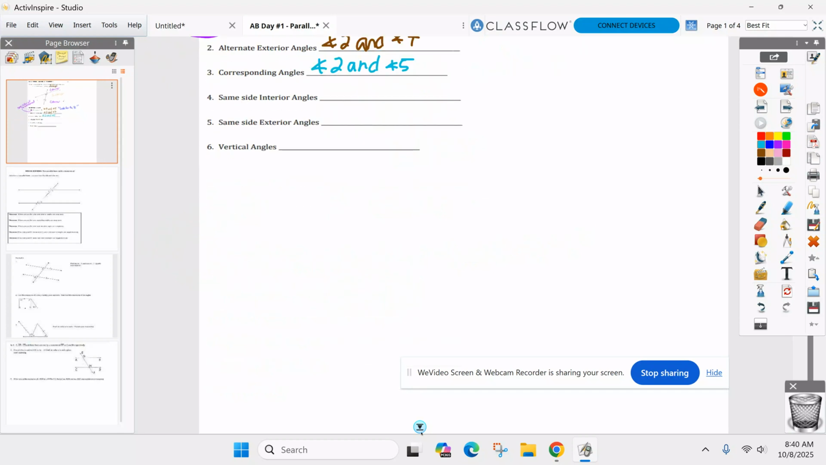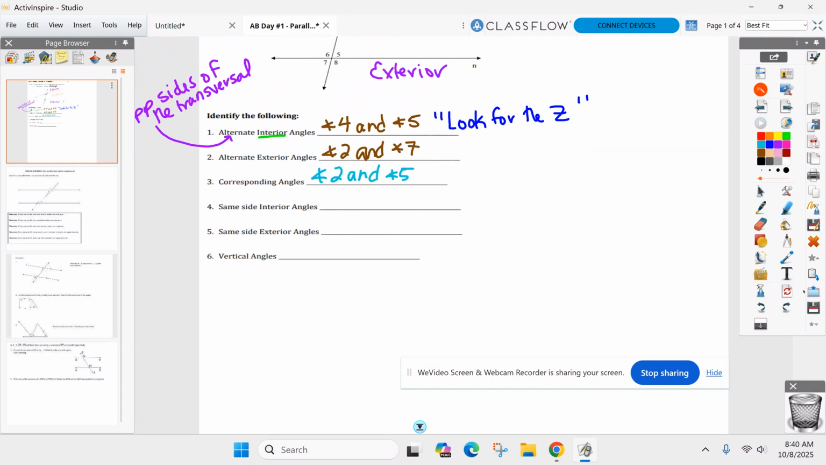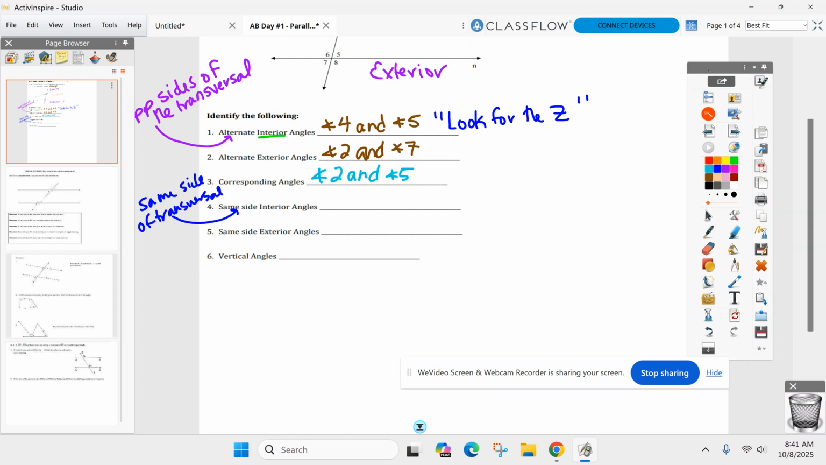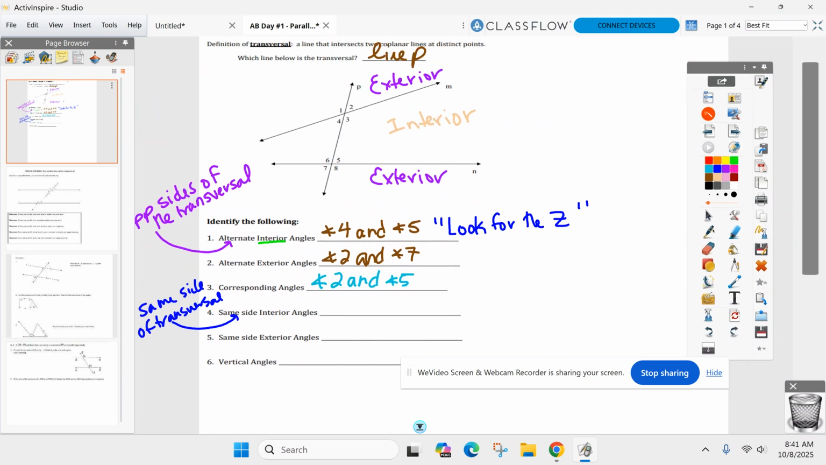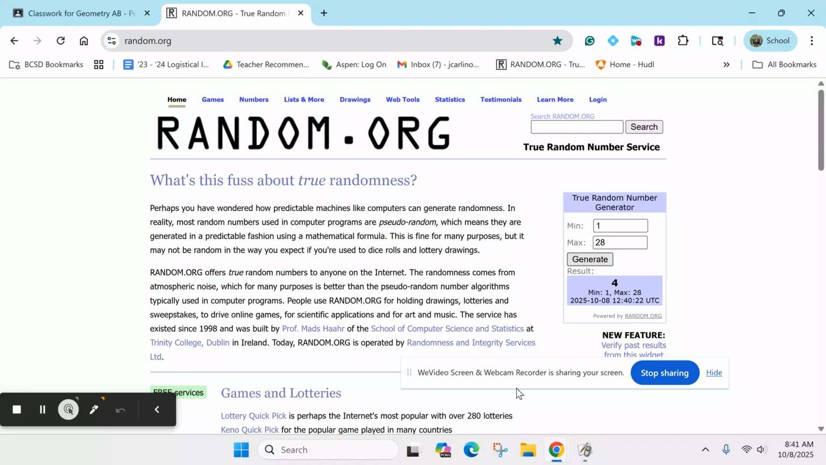Now my words are back. Same side interior. The same side tells me what? Same side of the transversal. Okay, so now we're looking at the same side, but inside the lines. All right, give me a pair. What do you think? Same side interior. The name helps you where to look. Here we go, Carmela.